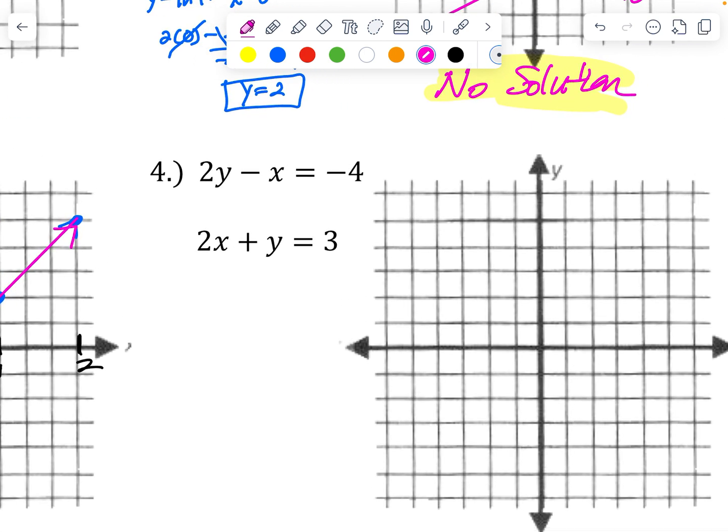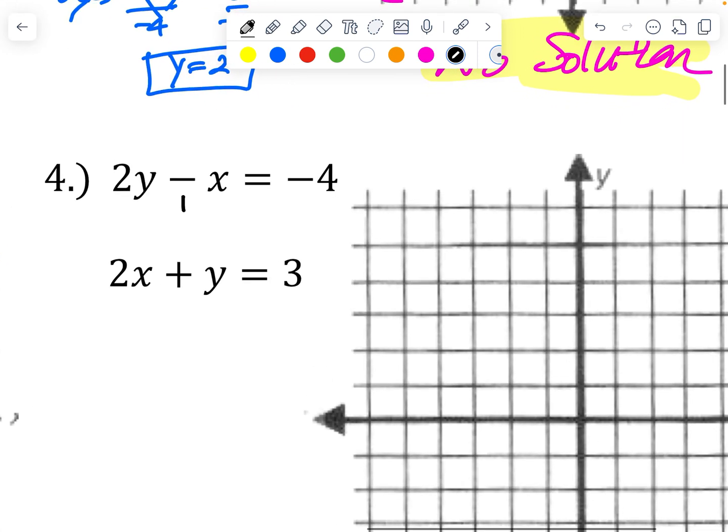We can do x-y intercepts, but I just like my slope-intercept form. I'm going to rewrite this in slope-intercept form. Let me color coordinate this the way I've been doing, so I'm going to use pink. I want my y to be alone, so plus x on both sides. That's 2y equals x minus 4.